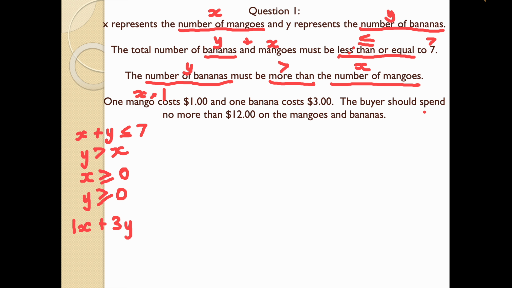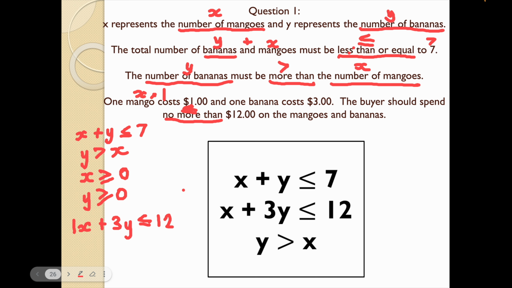Now it's saying here the buyer should spend no more than $12. So no more is telling me that I have a restriction or a constraint. No more means less than or equal to. Okay, so less than or equal to $12. All right, so this is what we have here for that, and we cannot forget these two here as well. Okay, these two are very important.